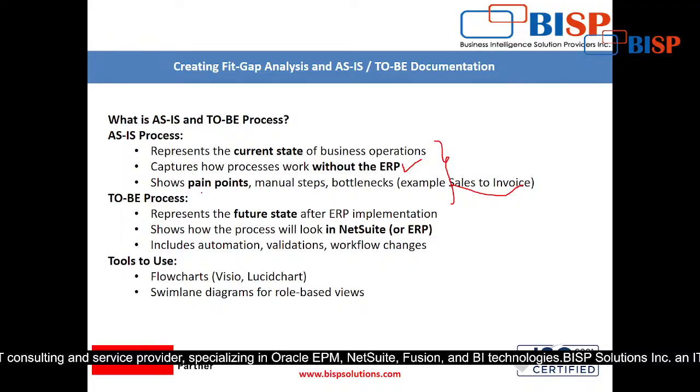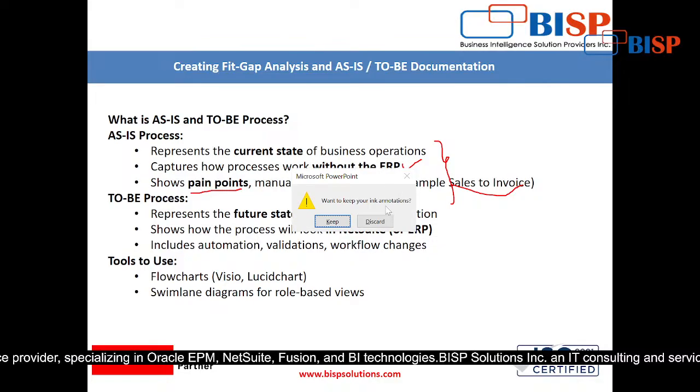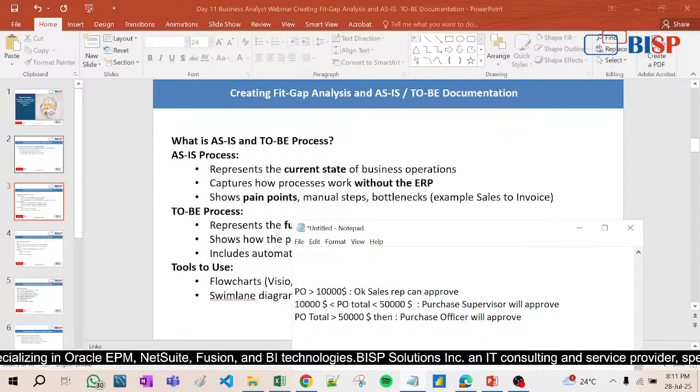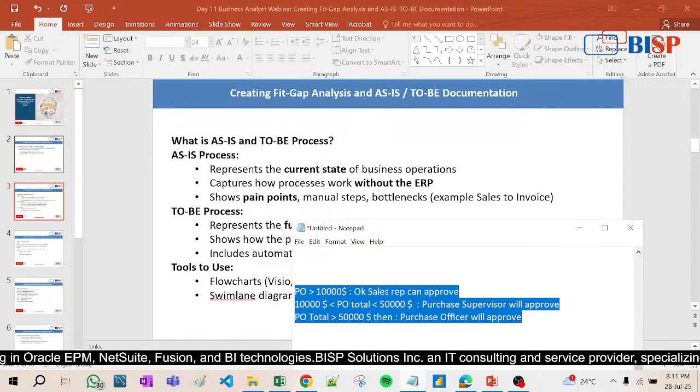Now show the pain points. Let me show you, just discard. These are the pain points, that they are not having that type of facility here. The as-is process in the document means showing whatever is going on in their current legacy system. So these are the pain points, that they are not having this facility.